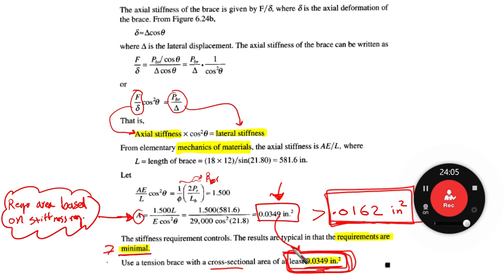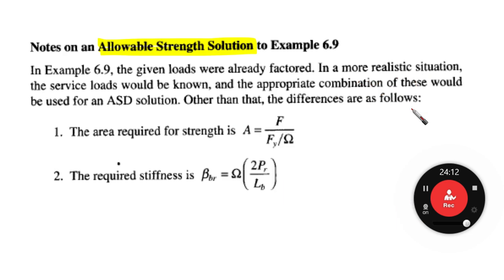Okay, this is for LRFD. We were using LRFD. If you want to use ASD, then everything is going to be the same, except that for the area, we're going to use Fy over omega instead of phi. And the required stiffness, beta BR, is going to be omega times 2PR over LB. But other than this, you are not going to find any difference between what we have done in LRFD and ASD.